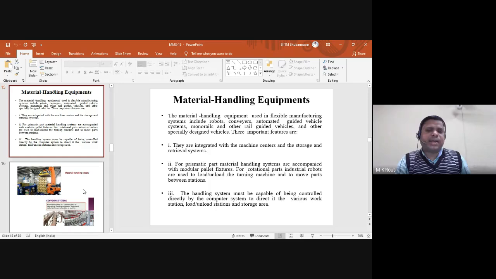The first feature is that they are integrated with machining centers and the storage and retrieval systems, as we have already discussed. For prismatic parts, material handling systems are accompanied with modular pallet fixtures, and some are also fitted with pallets. Then for rotational parts, industrial robots are used for loading and unloading turning machines and moving the part from one workstation to another. The third feature is that the material handling system must be capable of being controlled directly by computer systems to direct its various workstations, loading and unloading stations, and storage areas.